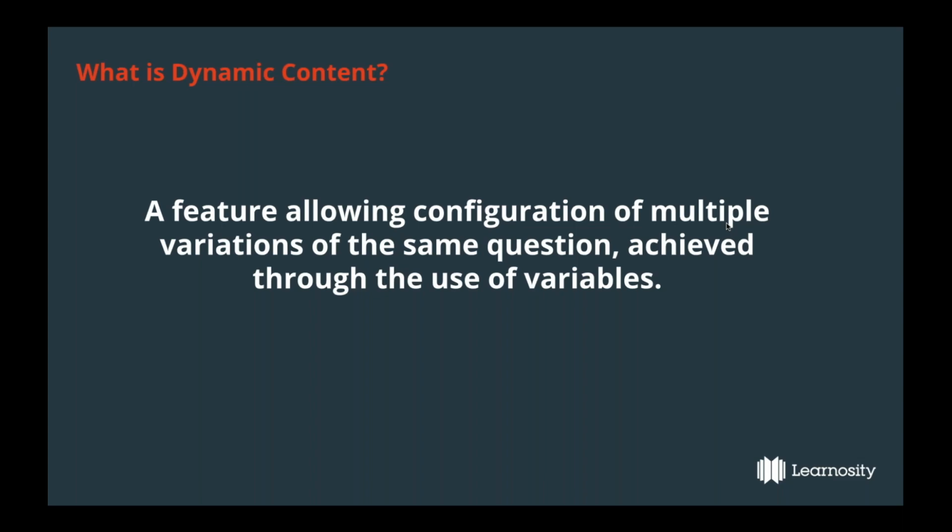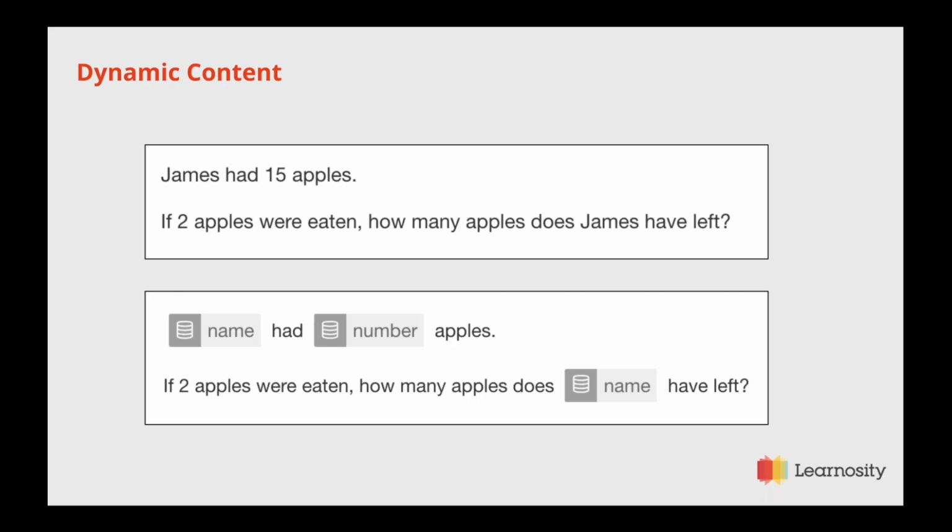So I'll just look at a really basic example. If you had a question like, James had 15 apples, if 2 apples were eaten, how many apples does James have left? In this case, the name James could be a variable and the number of apples that he has could also be a variable. So we've called those variables name and number. So if you think about this and how it's represented in Learnosity, we would set this up on an item as a table, and each column would represent a different variable.